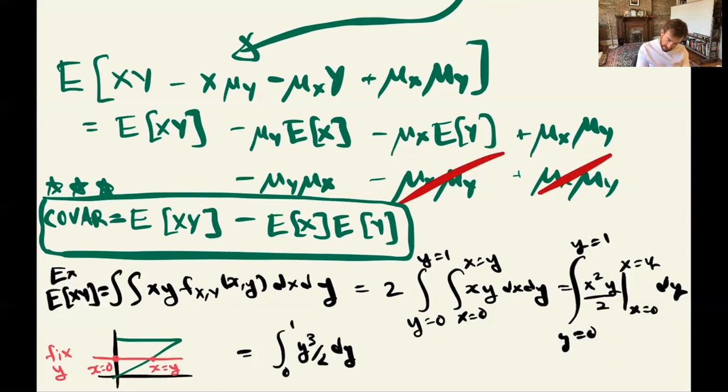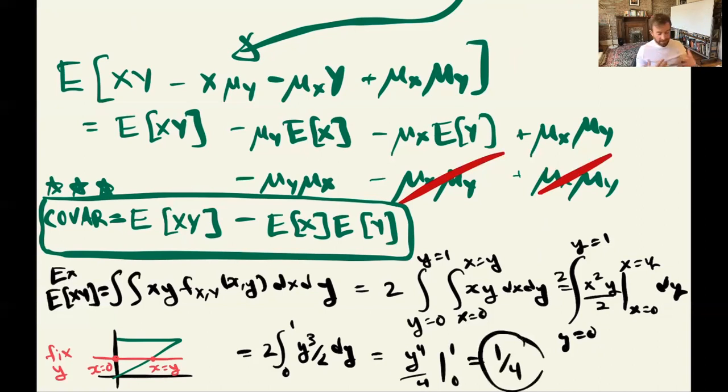And again, I can't forget my 2 that's floating about here. So I've got 2. The 2's are going to now cancel, so now I get y to the 4th over 4, from 1 to 0. So I end up getting a 4th.